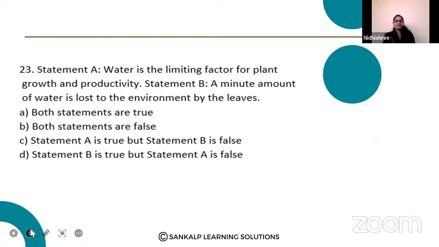23rd. Statement A: water is a limiting factor for plant growth and productivity. Water is a limiting factor. Statement B: a minute amount of water is lost to the environment by the leaves. In this, both statements are true, both are false, A is true, B is false, B is true, A is false. They have asked which is the answer. Kumar voted for option A. Okay. Aishwarya option A. Hemashri, Gayatri, Rakshita option C, Soundarya option B.